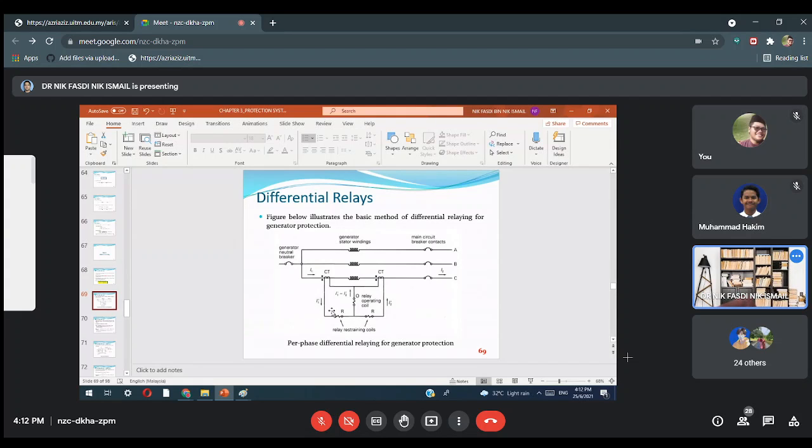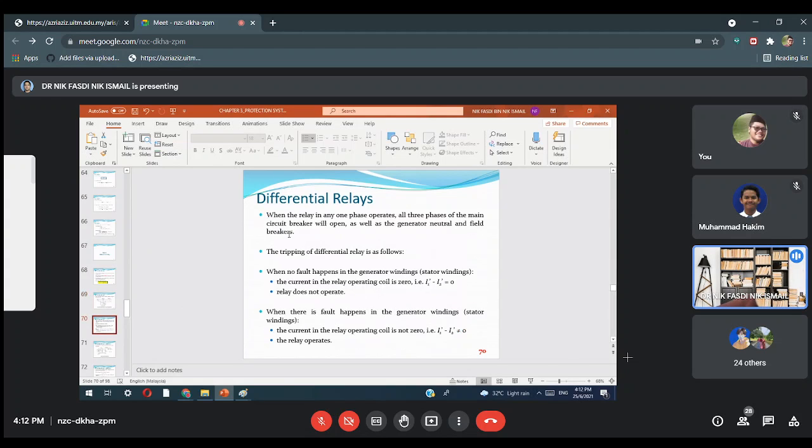But the story here is, whenever there's a difference in terms of I1 prime minus I2 prime, it will operate the relay operating coil. It will trip the circuit breaker here. The concept is, if there's no difference, this operating coil will not turn on, and the breaker will not open. That's the story. Right? There's an operation that happens.